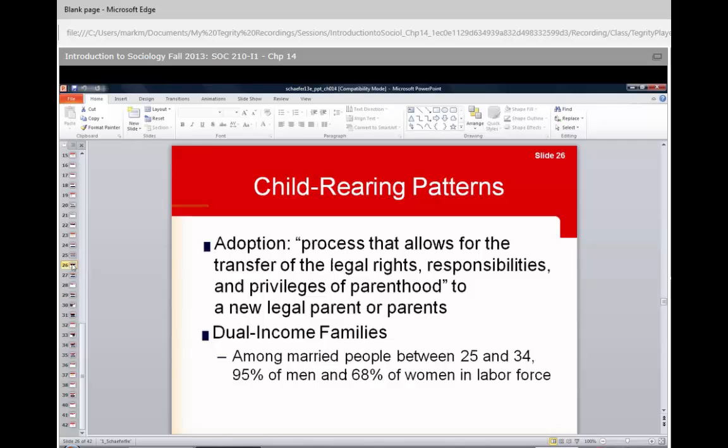All right, under childbearing patterns, our next slide here, we see adoption. And we know that process, so it's defined for us. And then dual income families, two-earner families, just shows that in the past, you could have a single earner family, and that was enough to support an entire family, so mom, dad, and children. Today, that's not the case. So here between our young people 25 and 34, just about all of the men are in the labor force, and more than two-thirds of women are in the labor force.